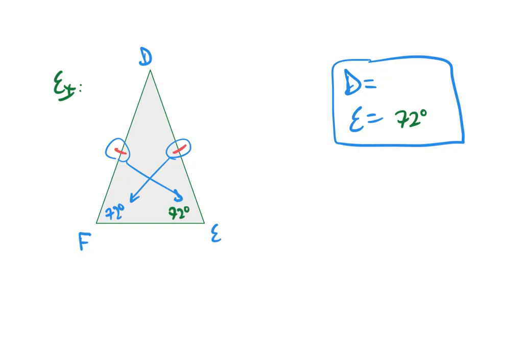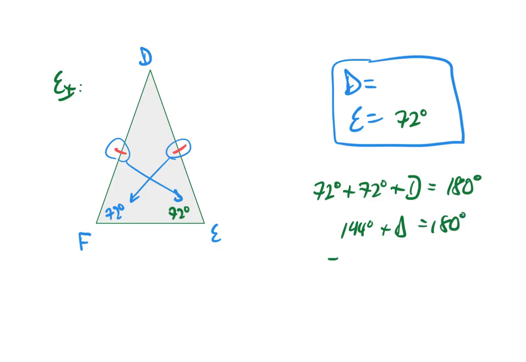And then once I know both F and E are 72 degrees, I can get to angle D, remembering that the three inside angles add up to 180 degrees. So I know that 72 degrees plus 72 degrees plus whatever angle D is would have to add up to 180 degrees. So I can solve the equation. 72 and 72 is 144. And move the positive 144 to the other side by subtraction. So angle D then would be 36 degrees.